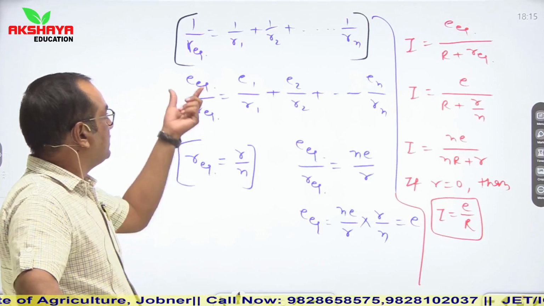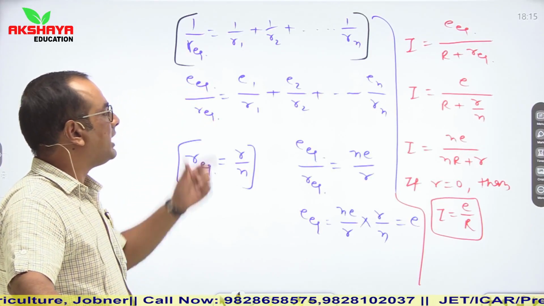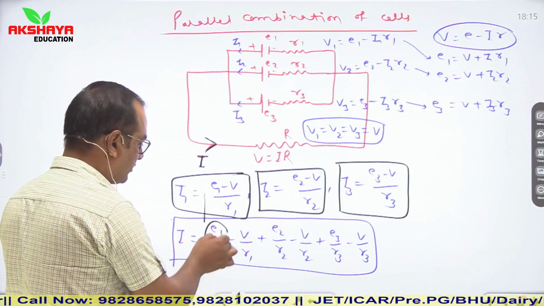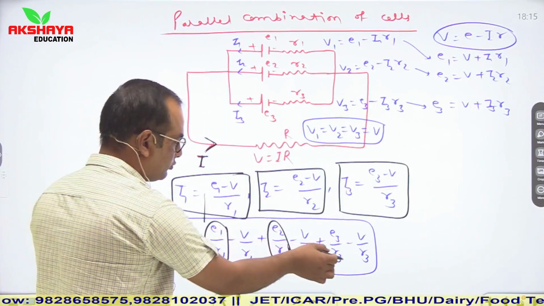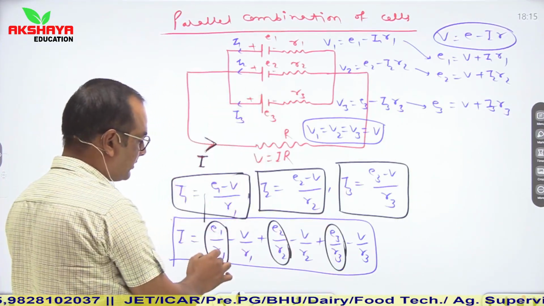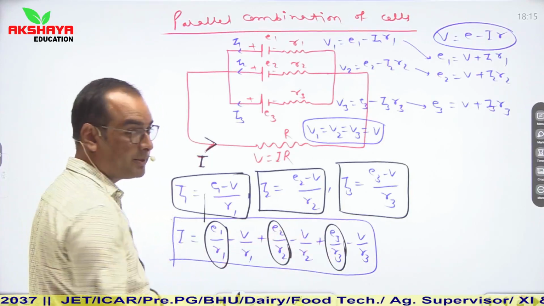Then the second concept is E equivalent upon r equivalent. It can be calculated from here as E1 upon r1 plus E2 upon r2 plus E3 upon r3. So if three cells are there, then it is E1 upon r1 plus E2 upon r2 plus E3 upon r3.